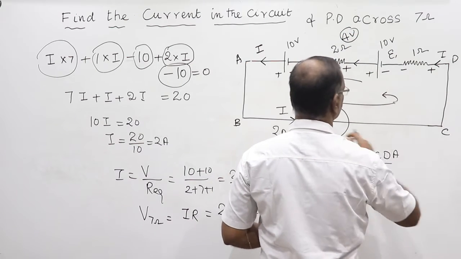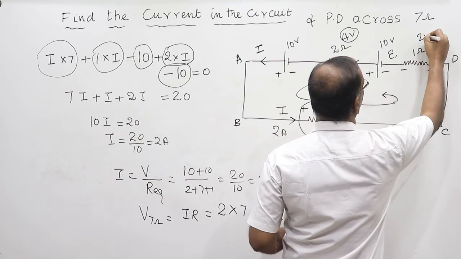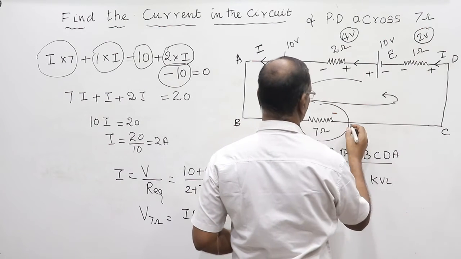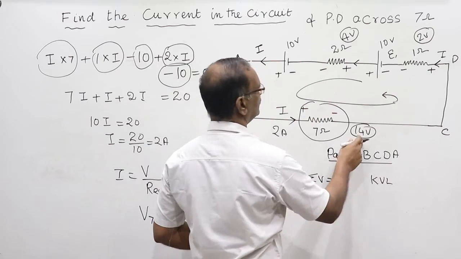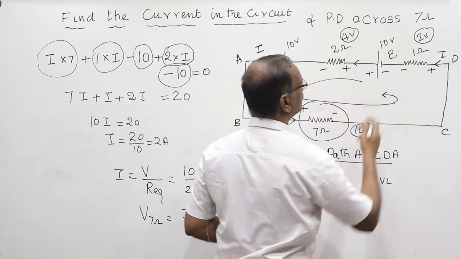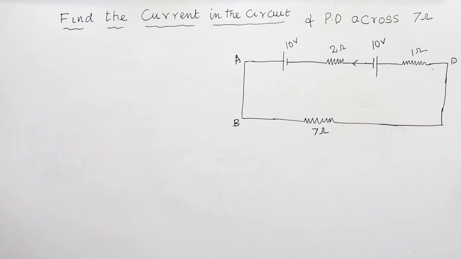Then the current through this series is 2 ampere, 2 ampere into 1 is 2 volt. And here, how much? 14 volt is dropping. So 14 plus 4 is 18, 18 plus 2 is 20. The total voltage is 20 volt.